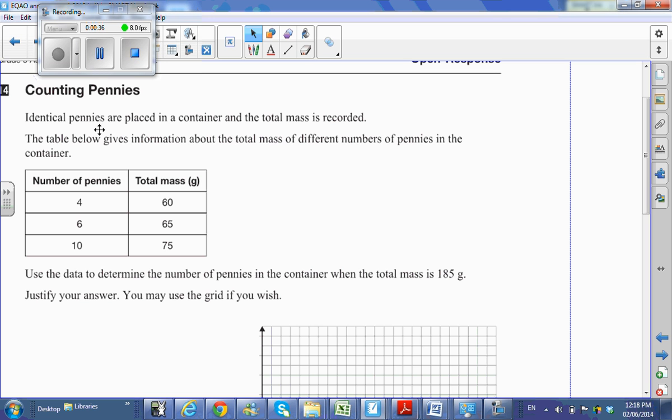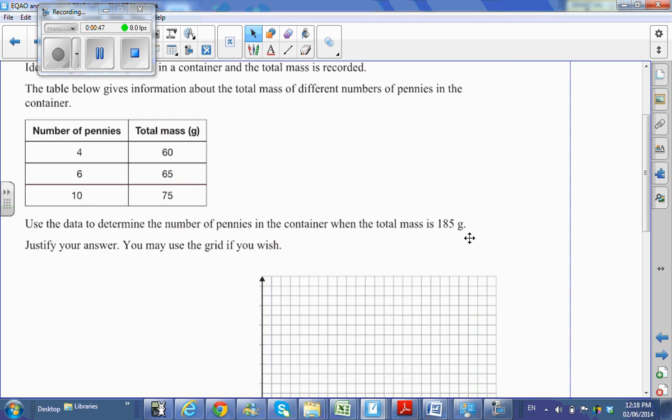So we have identical pennies, so basically saying that they all weigh the same amount, given in the table below. Use the data to determine the number of pennies in the container when the total mass is 185, and justify your answer. So we could try to continue this to see if we could get 185 and figure out the number of pennies.